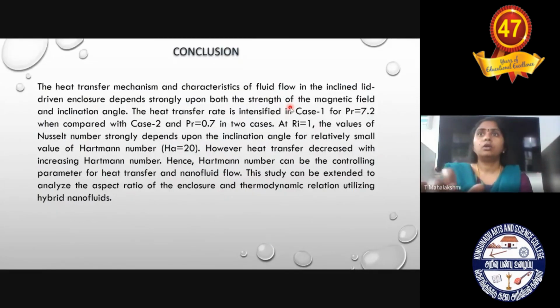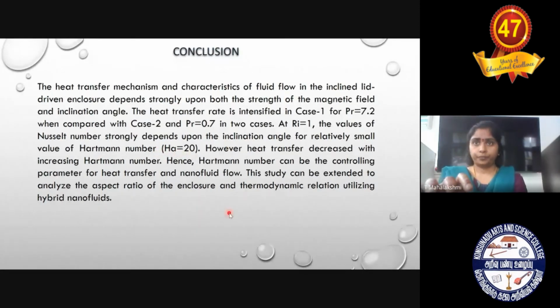So we can conclude the heat transfer rate is intensified in case 1 for the base fluid water with the titanium dioxide nanoparticles compared to case 2. At Ra equal to 1, the values of the Nusselt number strongly depend upon the inclination angle also. Among all inclination angles, we get the highest heat transfer rate at phi equal to 30 degrees, at Hartmann number Ha equal to 20.